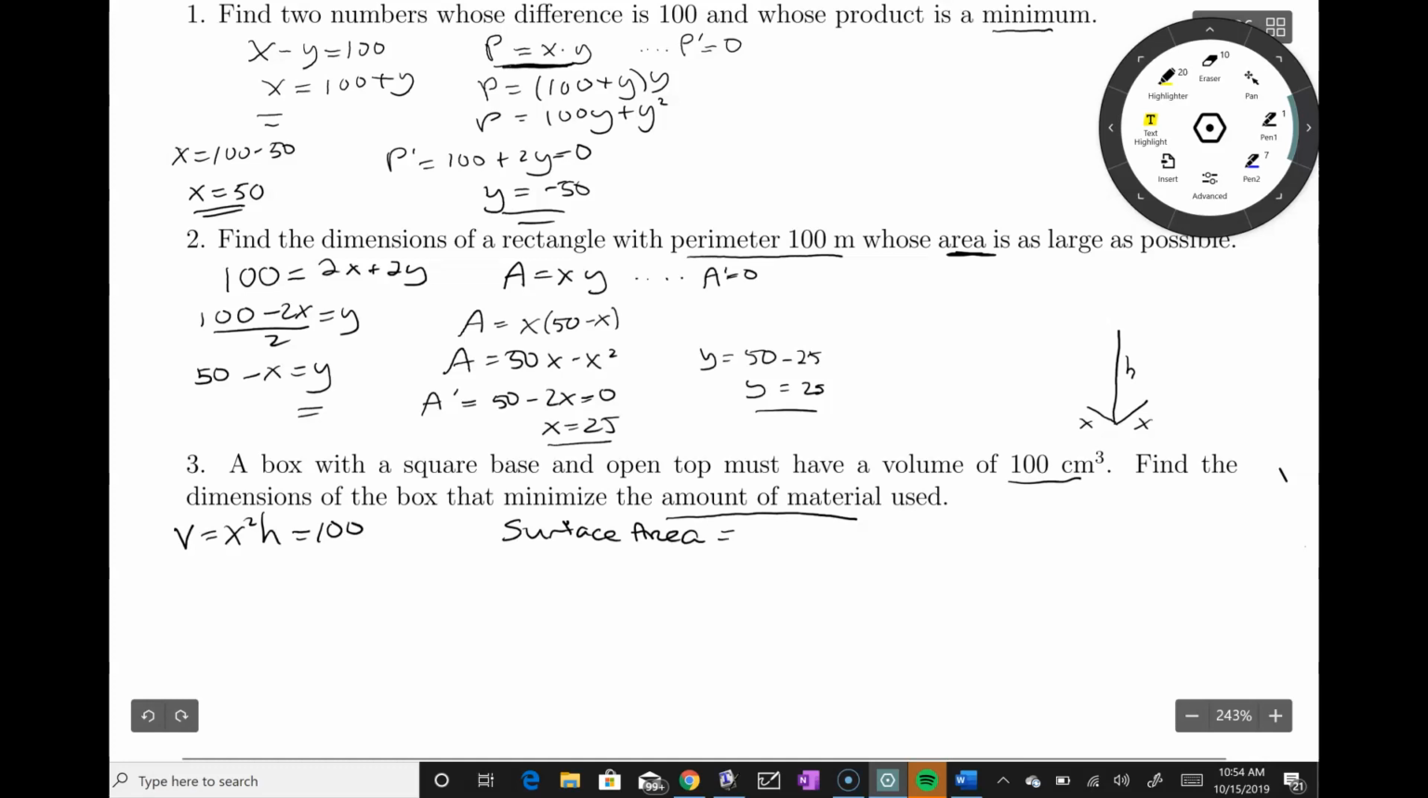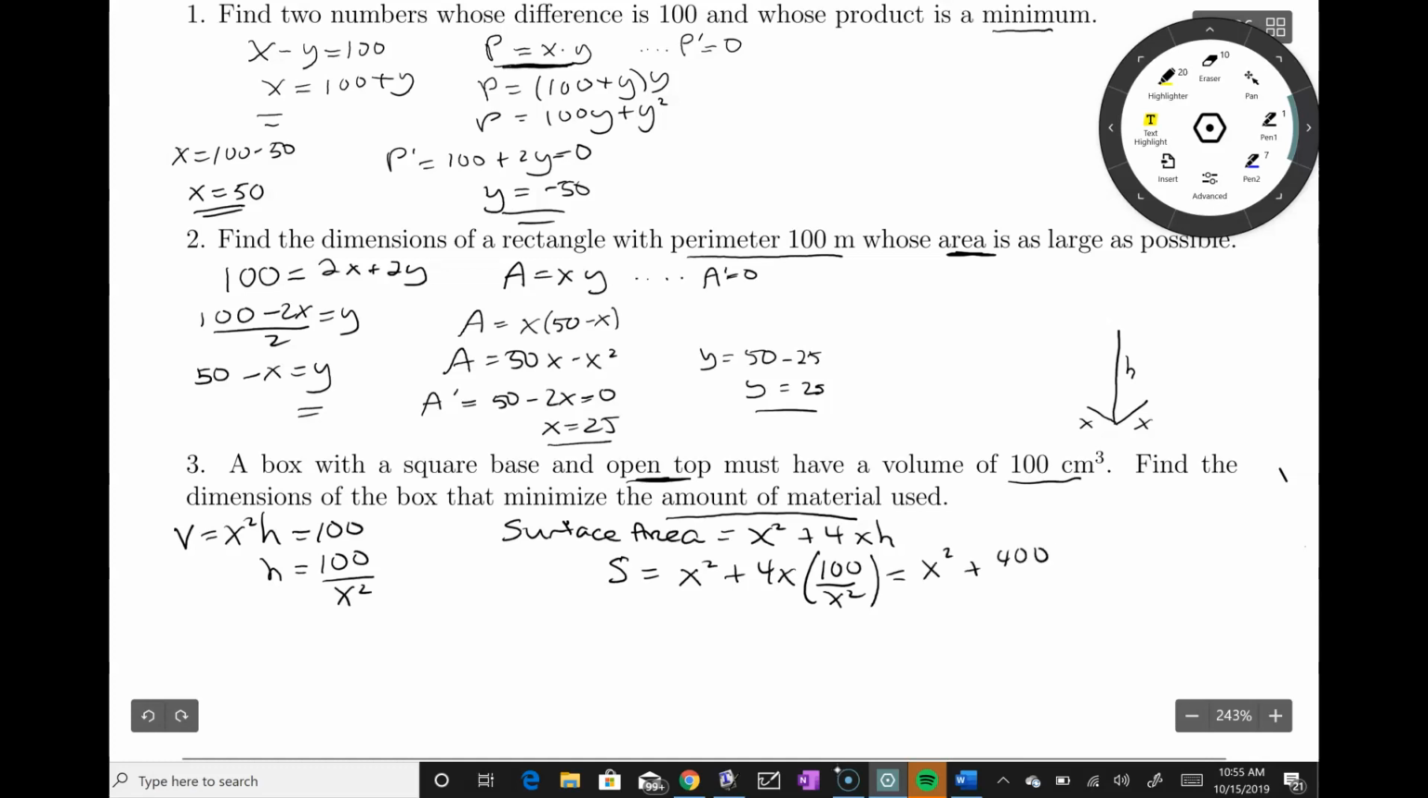So the surface area will be, it has an open top, so it just has the area of the bottom, which is x squared, plus 4 sides of area xh each. So I'm going to take this and I'm going to solve it for h, because that's the easiest letter to solve for, and there's just one of them. So I'm just going to simplify this to s. So I get x squared plus 4x, and I'm going to put this in for h, and I'm going to simplify this before I take a derivative.